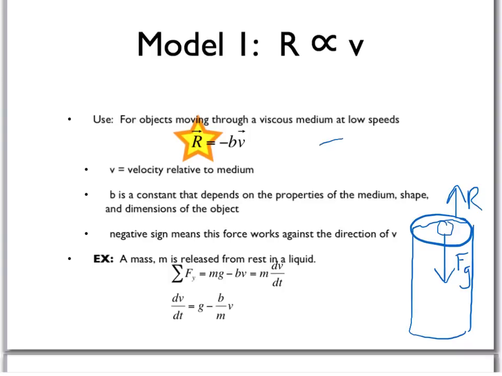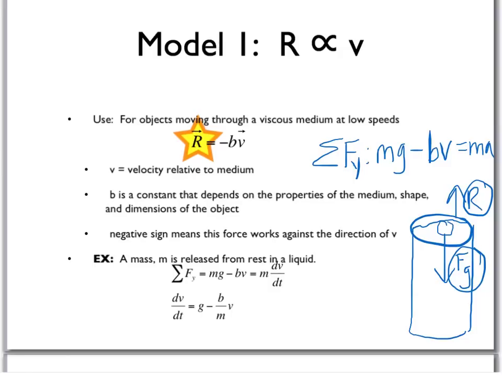Summing up the forces acting on this object as it's just falling through this glass of water, we will be summing up forces in the y direction, and those forces would be mass times gravity, or the gravitational pull on the object, minus the resistive force, where that resistive force would be that negative bv. And we could then set that equal to ma.